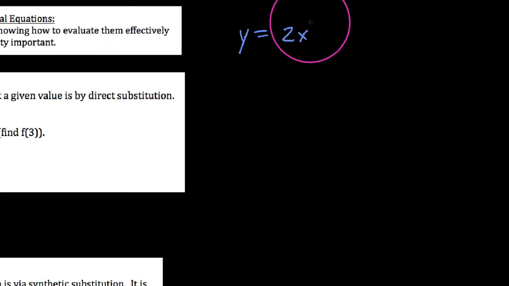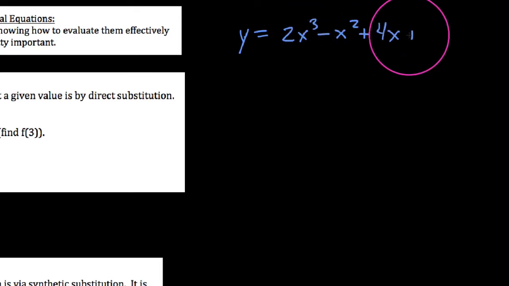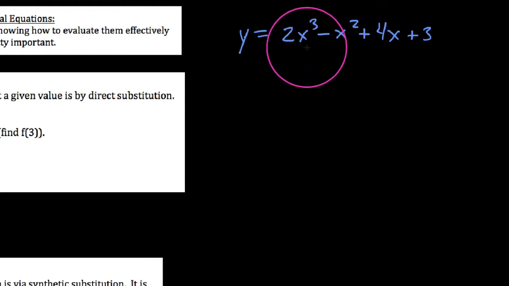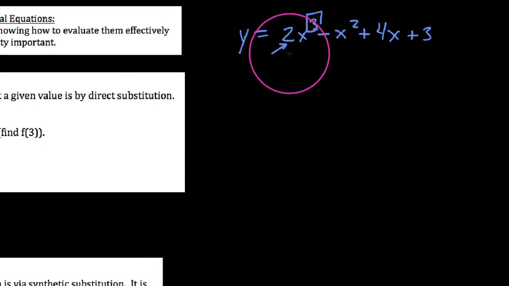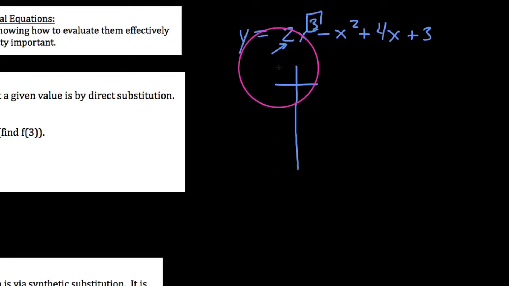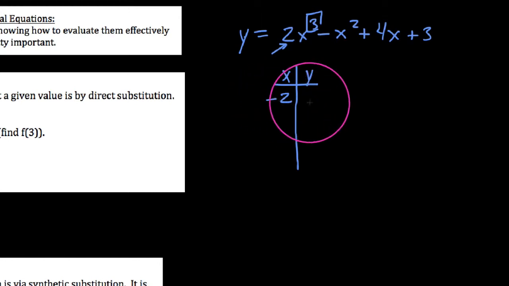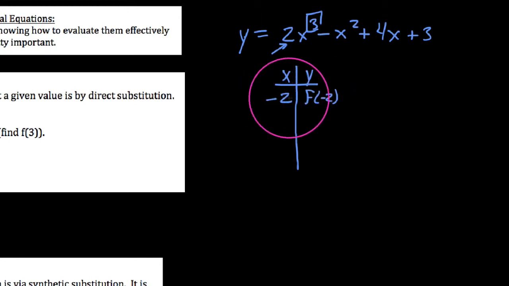Maybe we have something like 2x cubed minus x squared plus 4x to the first plus 3. I just made this up. But we'd say I have some third degree polynomial because the highest exponent is 3 and the leading coefficient is 2. What I want to know is what this looks like. So what we normally do is make a table of x's and y's and then go graph them. So our job in this video is to discuss again how I would find something like, if I needed to, f of -2, which would go right here.